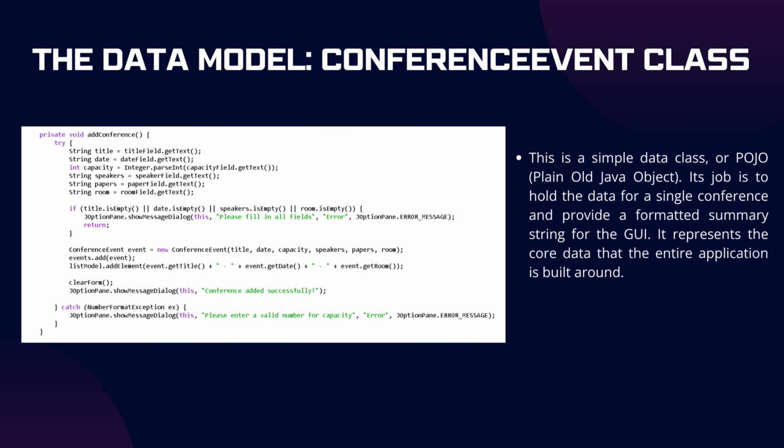The last one is a simple data class or POJO, plain old Java object. Its job is to hold the data for a single conference and provide a formatted summary string for the GUI. It represents the core data that the entire application is built around.